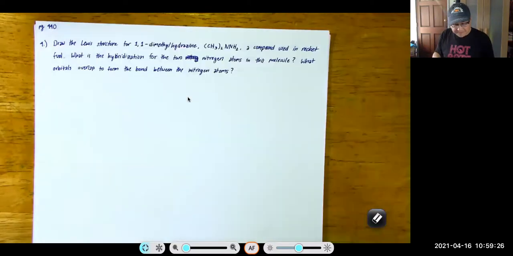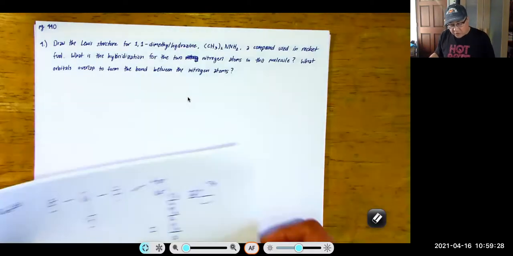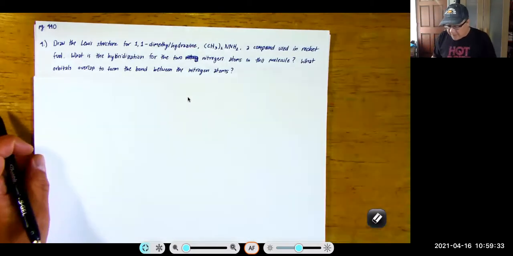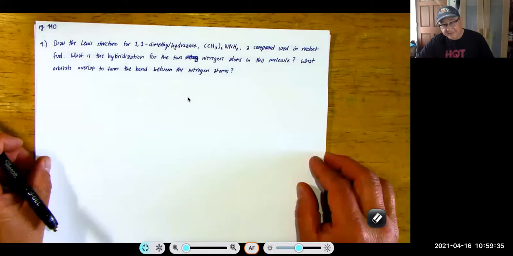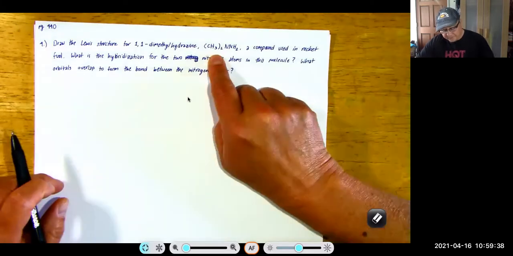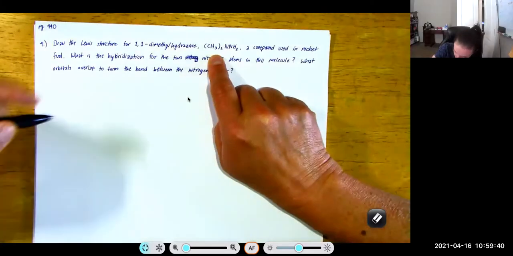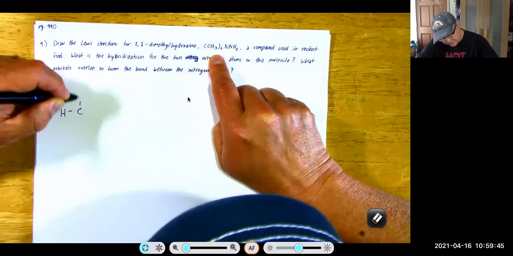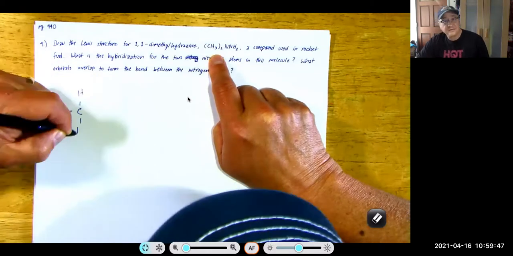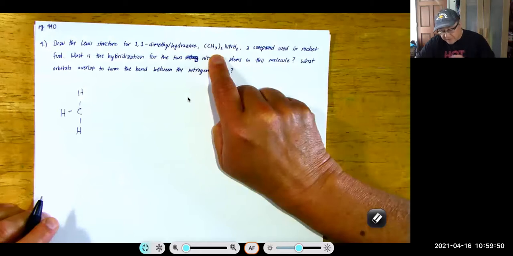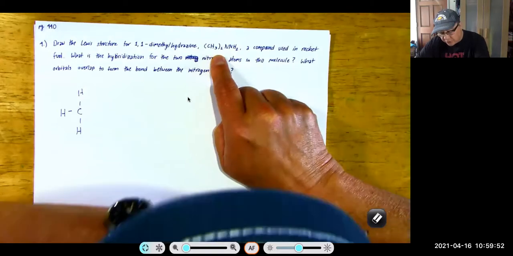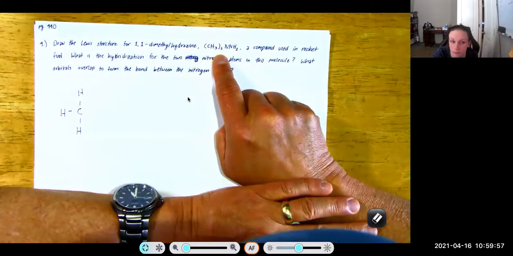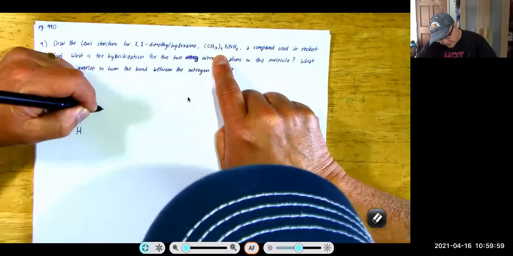Okay. Draw the Lewis structure for 1,1-dimethylhydrazine. And here they give us a little bit of a hint at what it looks like. So CH3, we already have an idea, looks like this. And what does it mean when we say (CH3)2? There's two of those. Right, and it turns out that they're both bonded to the nitrogen.